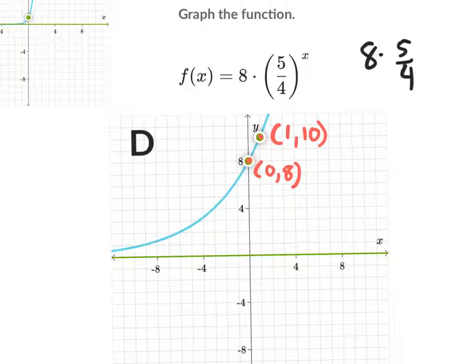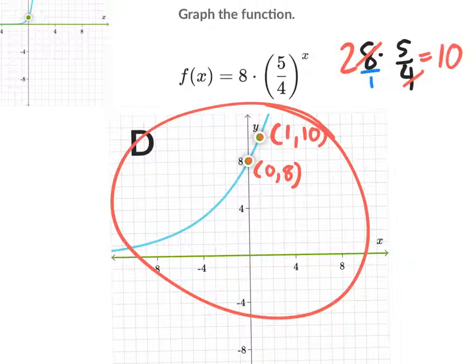Well, it depends how you want to tackle this problem. Do you want to multiply the top with the top and the bottom with the bottom, or do you want to cancel out the 8 and the 4? 8 divided by 4 is 2. 2 times 5 is 10. So you are correct. You plug in 1, you get out a 10. You verified it, you're good.